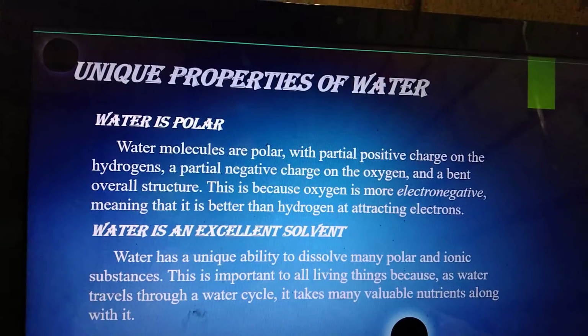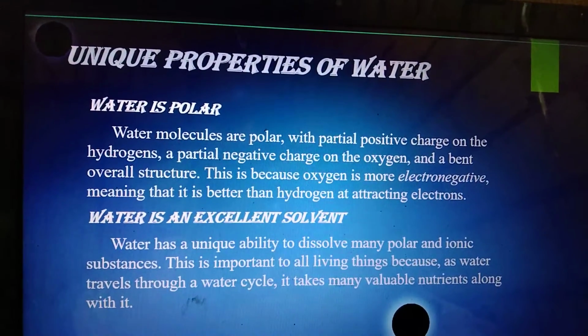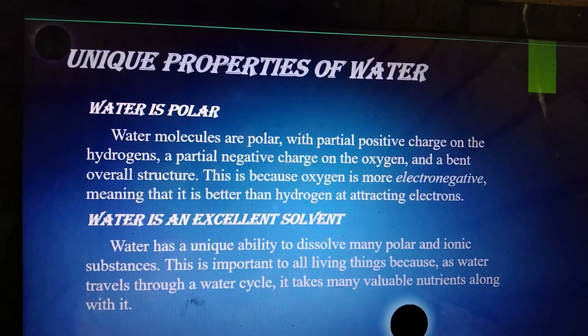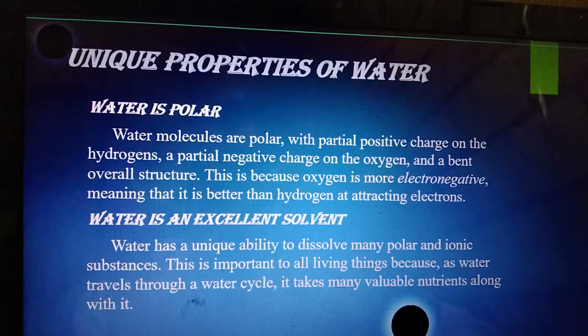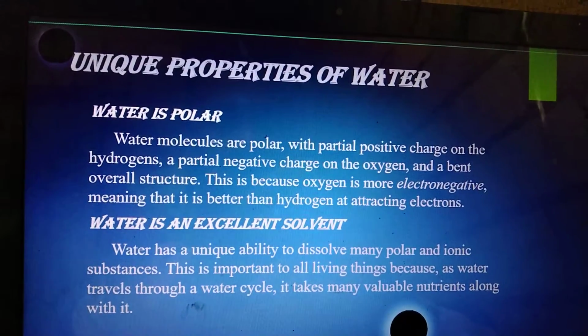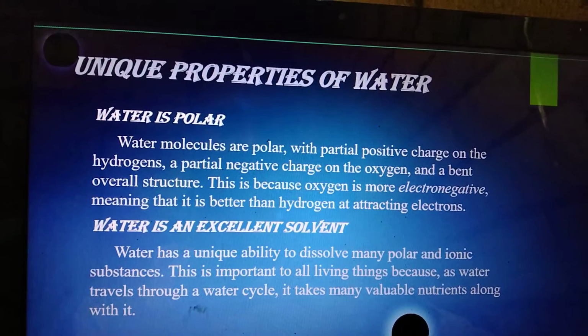So next, water is an excellent solvent. Water has a unique ability to dissolve many polar and ionic substances. This is important to all living things because as water travels through the water cycle, it takes many valuable nutrients along with it.